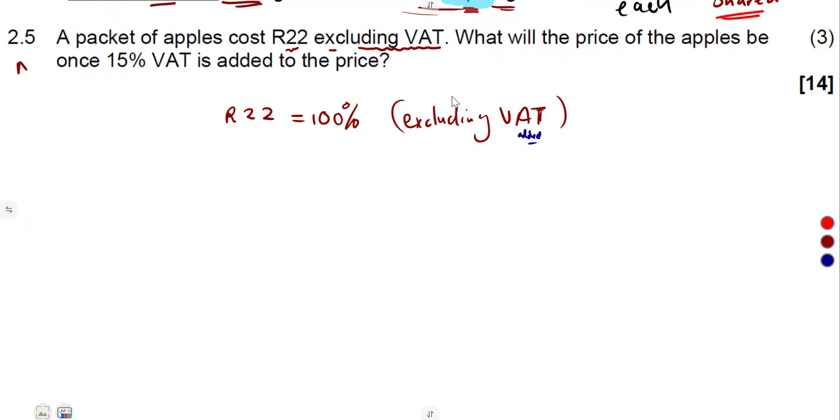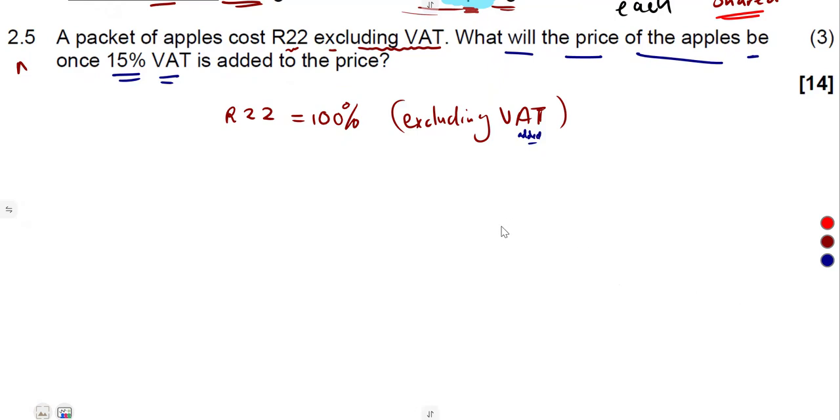So we are, it's the business, it's a shop. A shop originally, they are saying, this is the price of a packet of apples. We want to sell them at 22 rand. But the government will say, we need our percentage there. So that is going to increase the price. What will the price of the apples be once 15% VAT is added to the price?